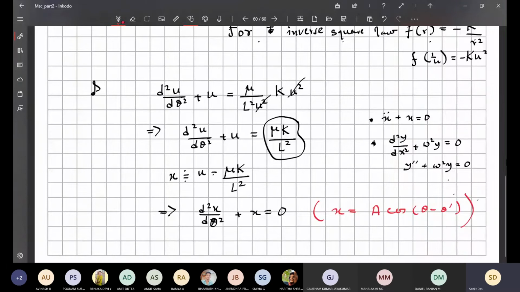You can write it in this format. So in our case, this x is actually what? X is actually u minus mu capital K by capital L square, equal to a cosine theta minus theta prime, isn't it? Am I correct?